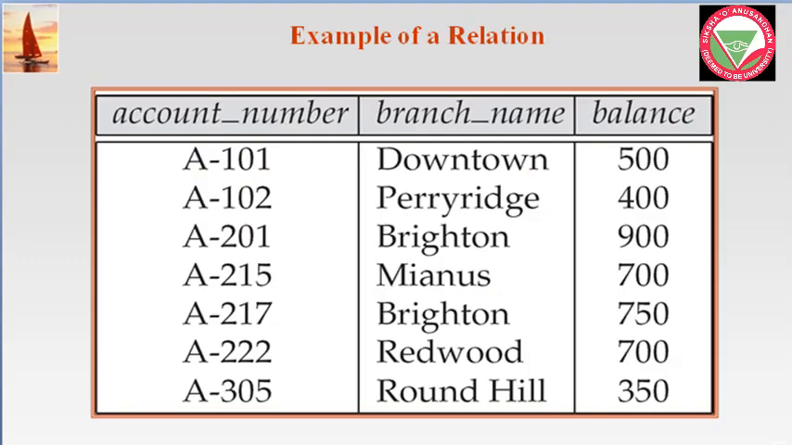Let us take an example of a relation. A relation is generally a table in a database. In this relation, there are three attributes, which are account number, branch name, and balance. And there are a number of tuples. To be exact, we have 1, 2, 3, 4, 5, 6, 7. Seven tuples are there in this particular relation or table.